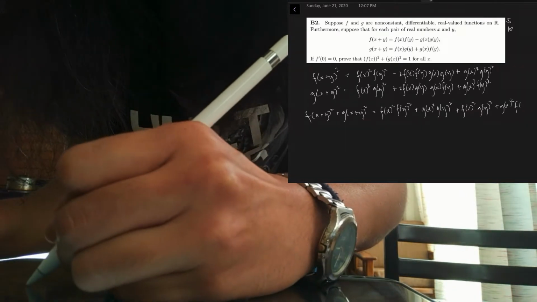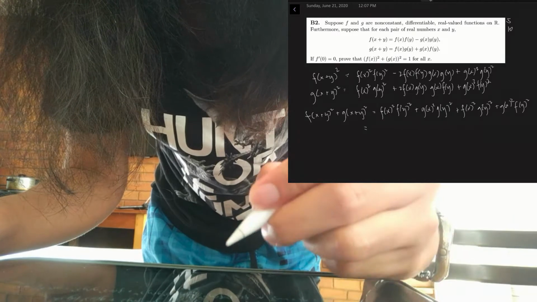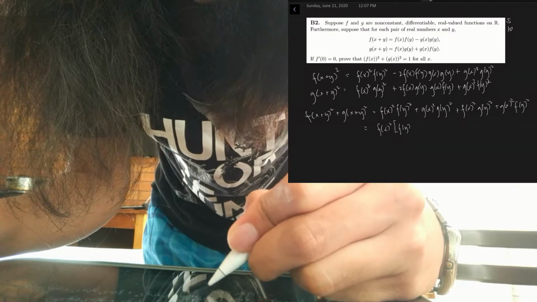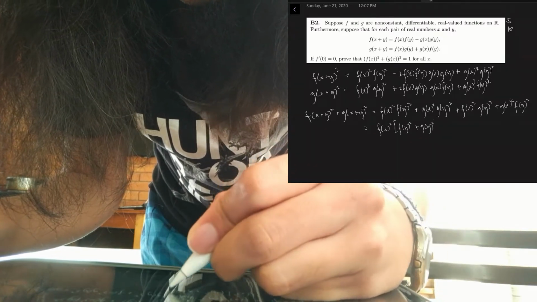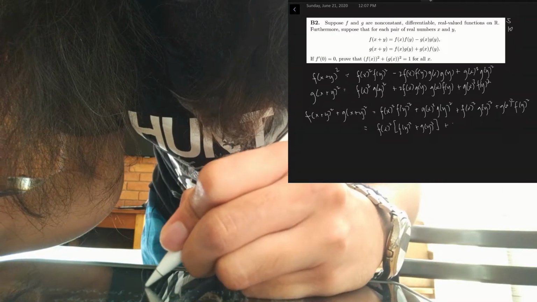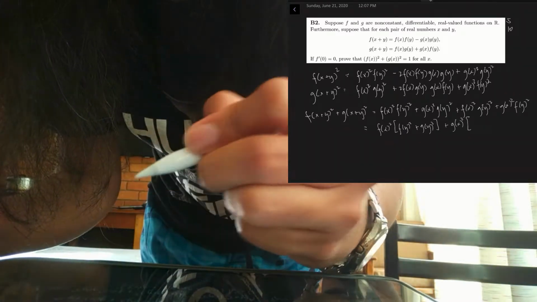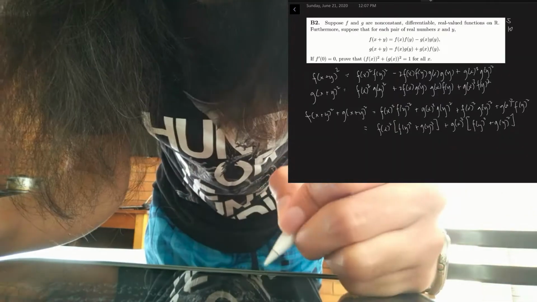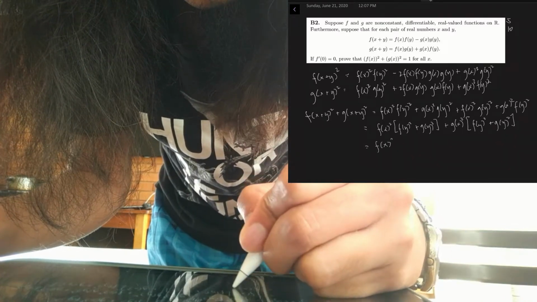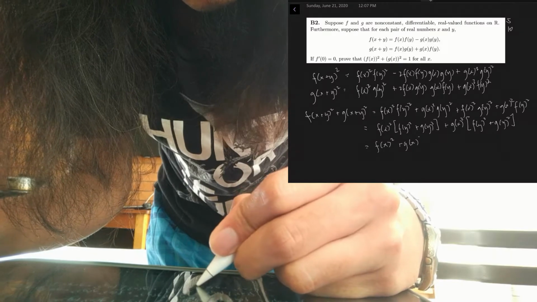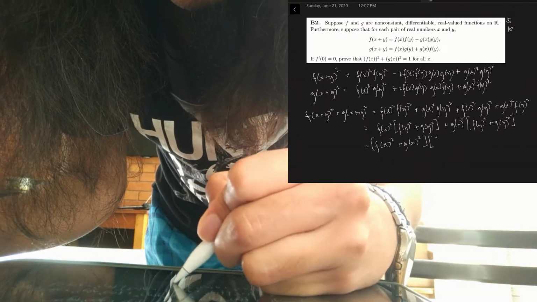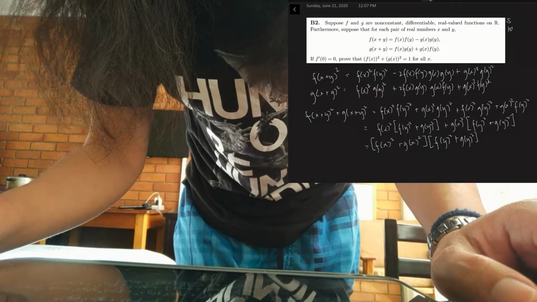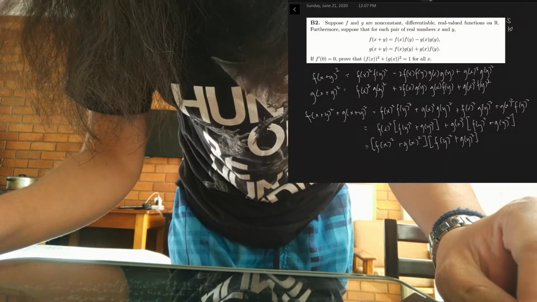So this is plus f of x squared, g of y squared, plus g of x squared, f of y squared. And then maybe we can factor out, let's see, f of x squared. So that gives us f(y) squared plus g(y) squared. And then let's also factor out g(x) squared. So that should give us f(y) squared plus g(y) squared. And then finally, we can factor out f of x squared plus g of x squared multiplied by f(y) squared plus g(y) squared.